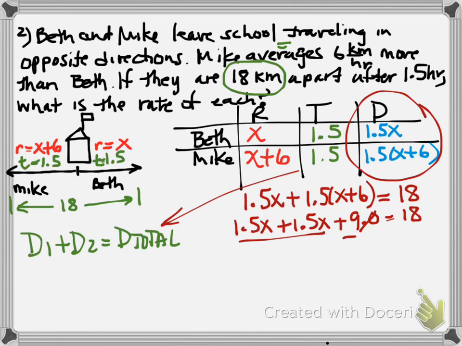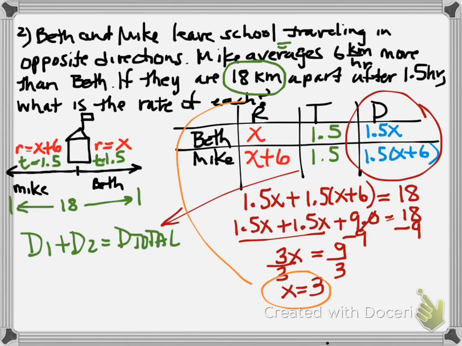So I'm going to combine like terms and do opposite operations to get all the constants together. And 1.5 and 1.5 gives me a total of 3x equals 9, and I divide by 3. And I get x equals 3. Well, x represents Beth's rate. Okay? If I want to figure out Mike's rate, I'm going to have to plug that value into what I know about Mike's rate. So if I take Beth's 3 and add 6 to it, that's going to be Mike's rate.